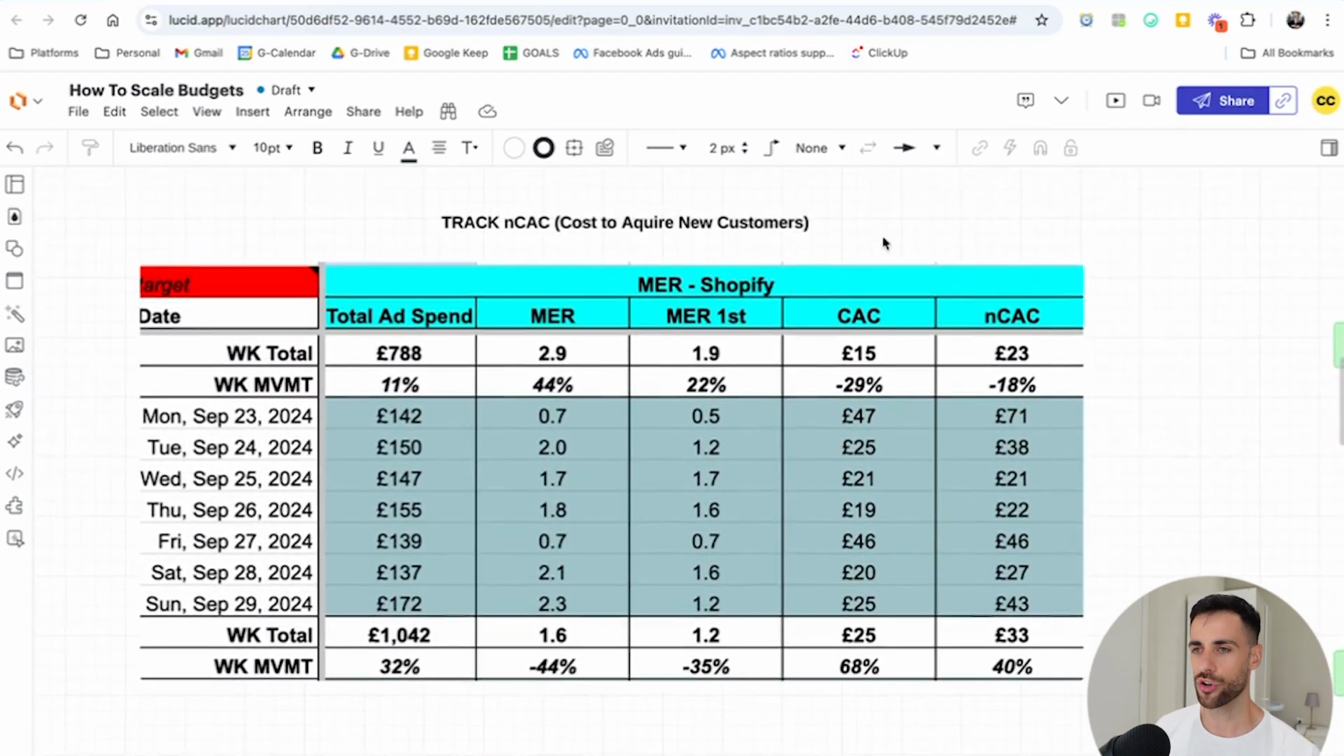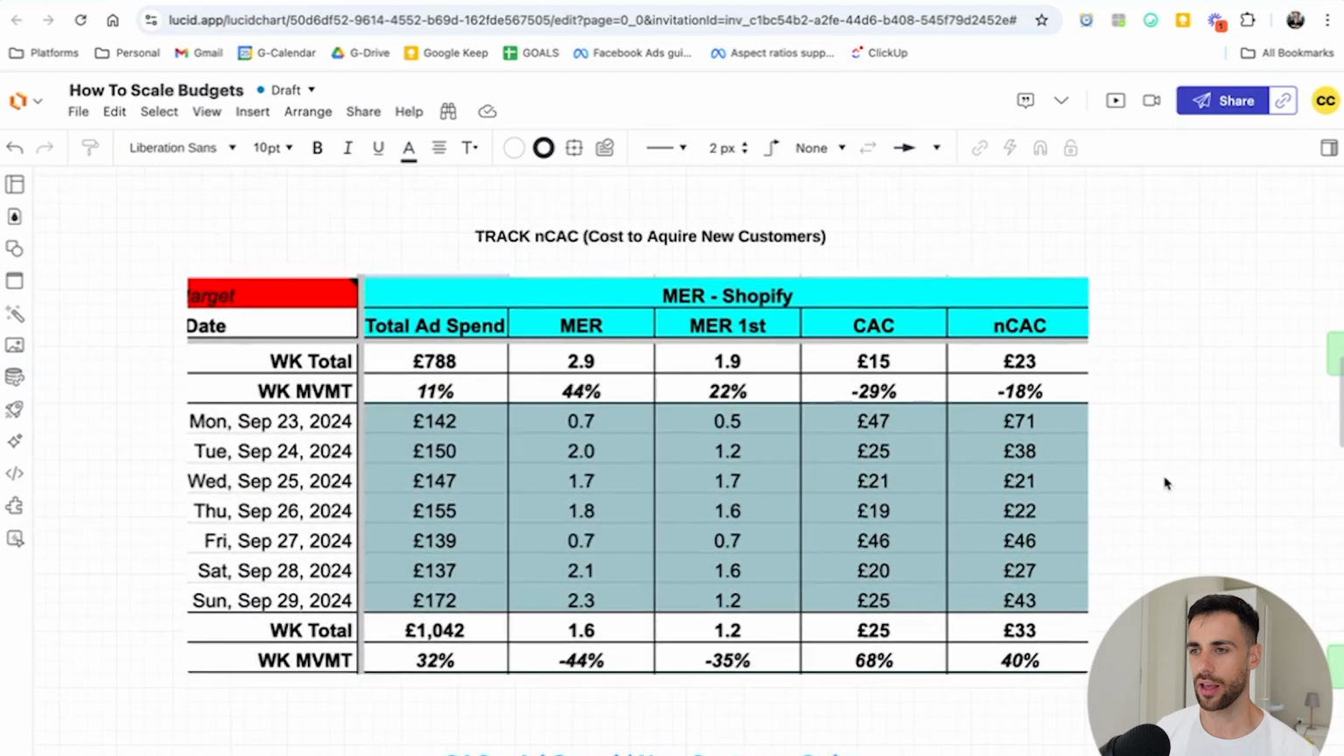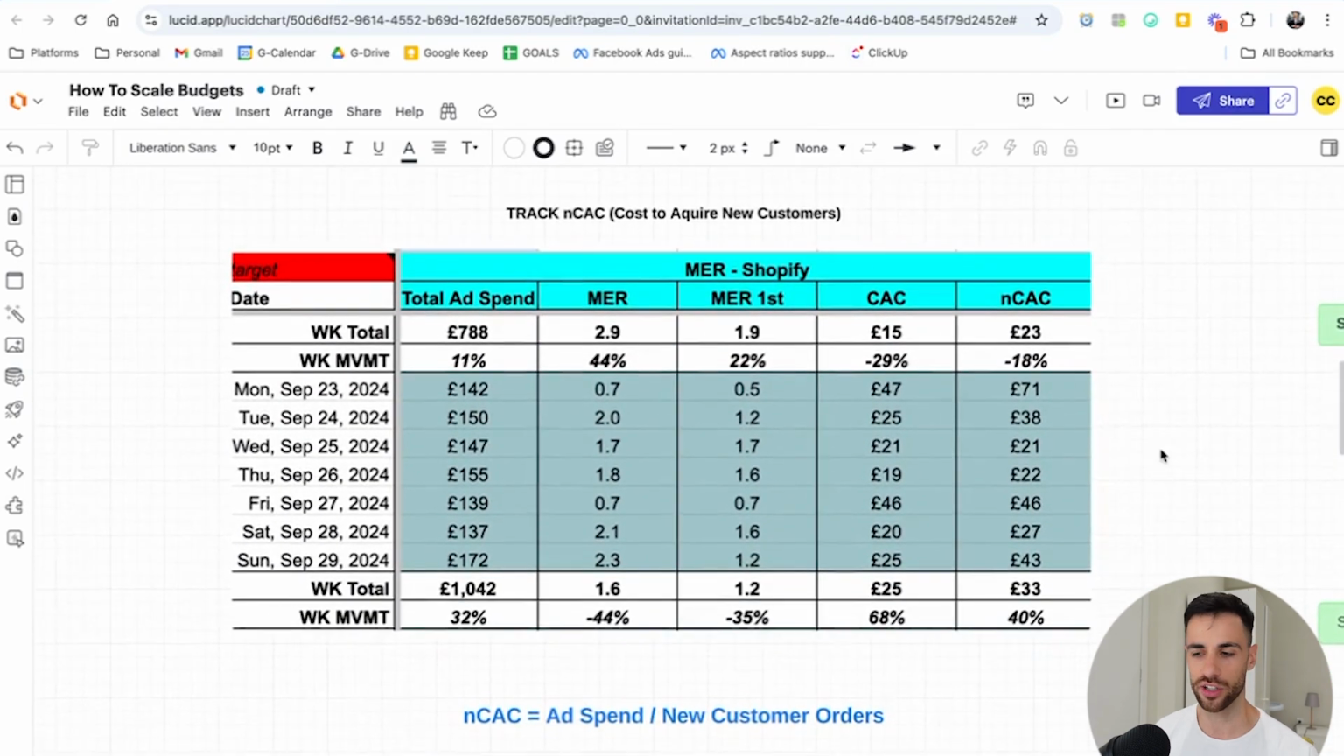The thing that you're going to need to do with Meta is have a target. So I've shown you how you get your target in other videos. And the thing that you need to do with Meta, or just advertising in general, is you need to be trying to acquire new customers, okay? So this is something you need to have. It's a tracker of my cost to acquire new customers, my NCAC, or new customer CPA. That's what we're going to be scaling based on.